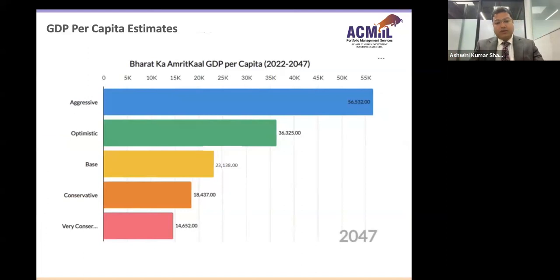On these different aggressive, optimistic, base and conservative cases, you'll see that we are going from somewhere around $15,000 to, say, more than 35, 40, $50,000, right? Now, this is the range which basically puts us in a high income economy, which earlier used to be called the developed world, developed economy. The classification today is that anything above $12,000 is considered high income, 2,000 to 12,000 is considered middle income, and less than 2,000 is low income. So we are going to be catapulted into a developed economy, or a high income group.